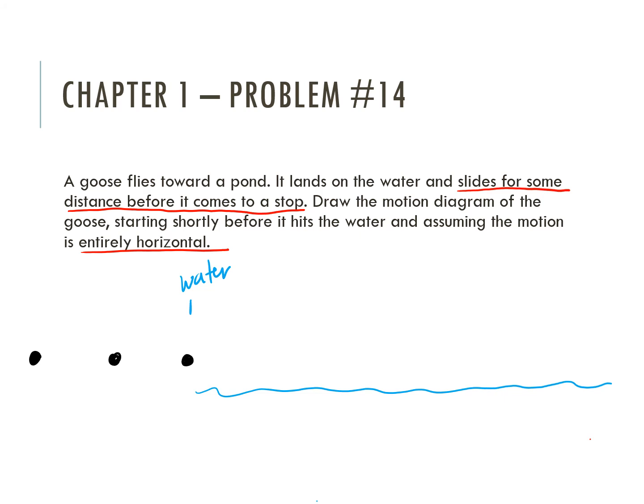Because it's sliding some distance before stopping, I need to slow down. That means my next point should be a little bit closer, and then my point after that should be closer still. My points should get closer and closer to each other until my goose stops. So it can look something roughly like this. There's not enough information in this question for me to tell you the goose takes longer to stop. It's some distance. It wasn't an instantaneous stop, and my goose has slowed down.